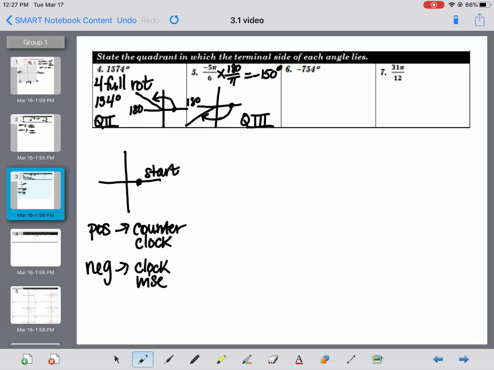Okay, so at this point I want you to pause the video and try and do the angles for number 6 and 7. Okay, so you should be getting 6 is in quadrant 4 and 7 is in quadrant 2.